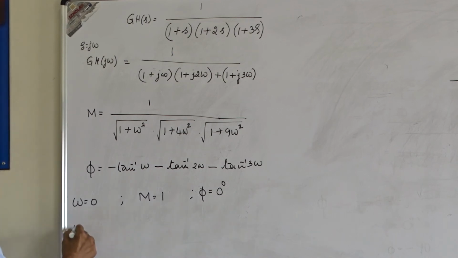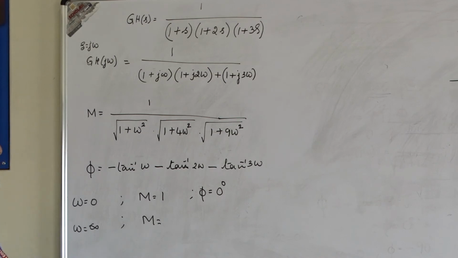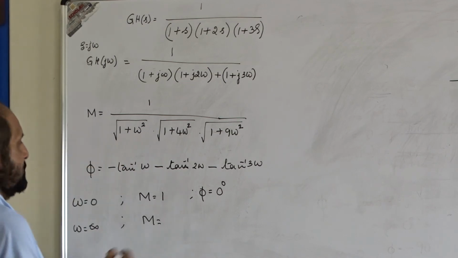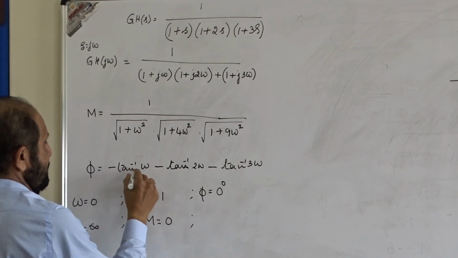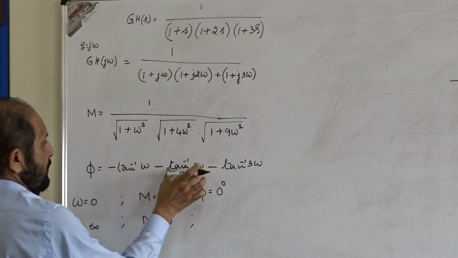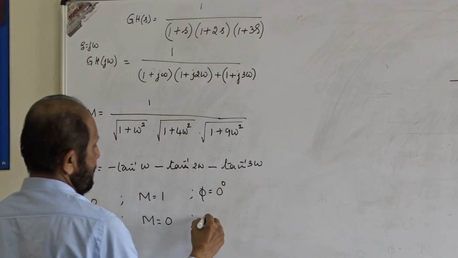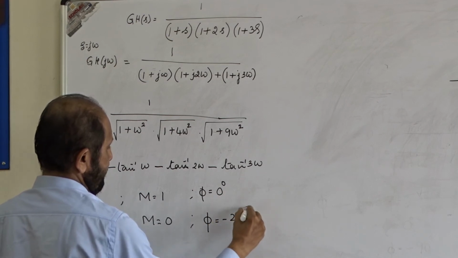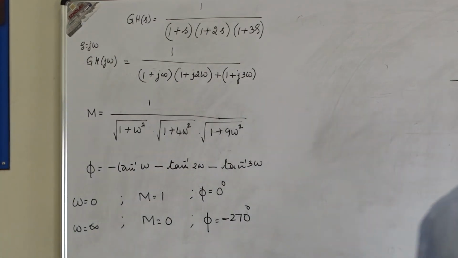Ending point. When omega equal to infinity, magnitude, substitute omega equal to infinity here, so it becomes 0. Angle is minus tan inverse of infinity, this is also tan inverse of infinity. So minus 90, minus 90, minus 90. So the phase angle will be equal to minus 270 degree. Okay. So mark the point.